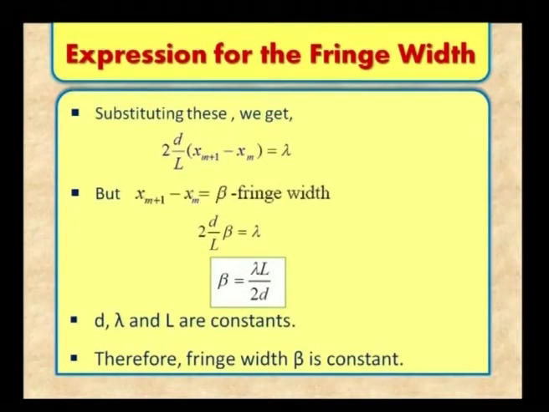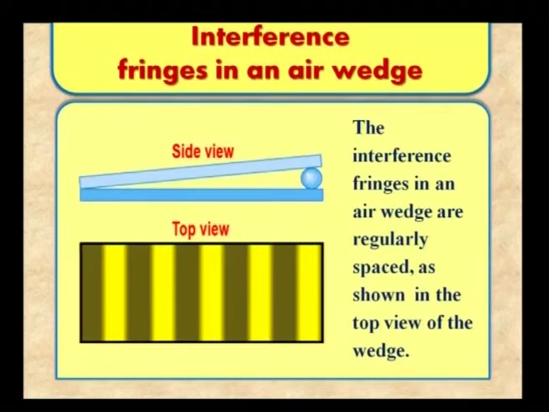If beta is measured, because L, as I told you, is known, you have to assume lambda. It is 5893 angstrom, and so your d, what is d? The diameter of the wire can be determined.